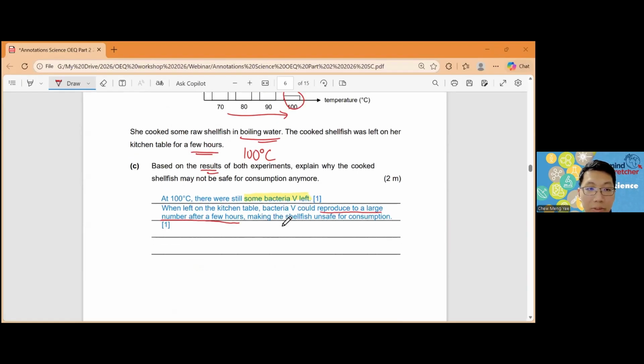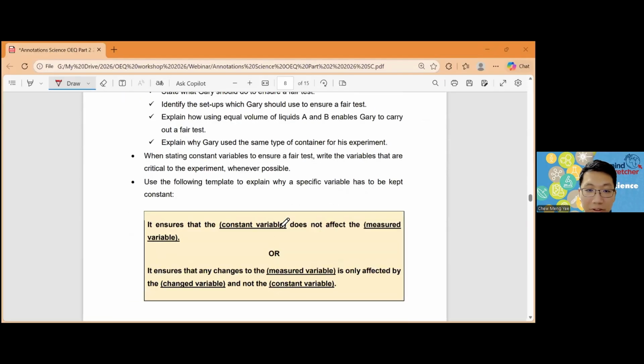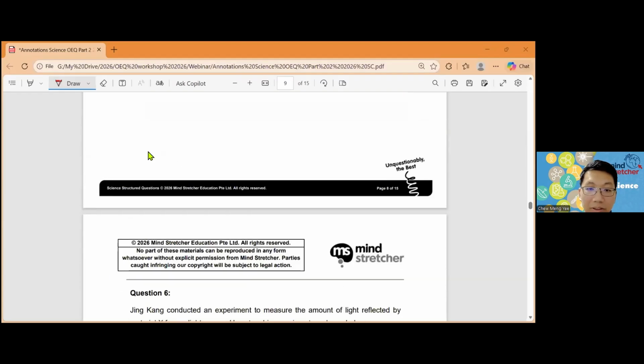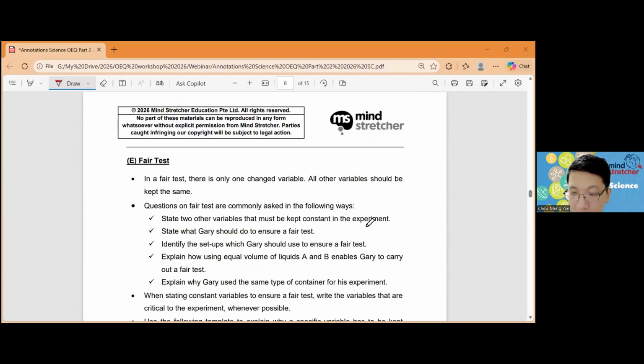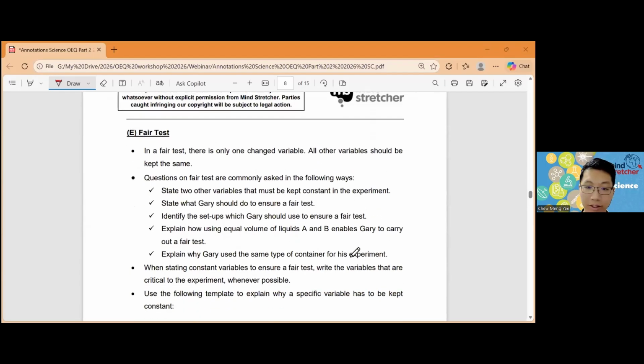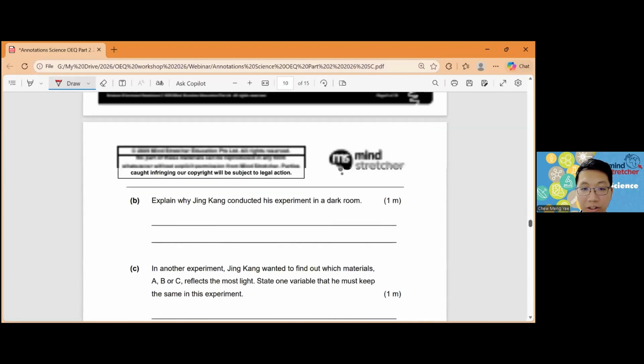Yes, they only need a small puddle. Okay, is everyone back? It's already 35. I got distracted. Okay, we're gonna move on to fair test. Wow, I spoke so much for relationship. Okay, fair test.